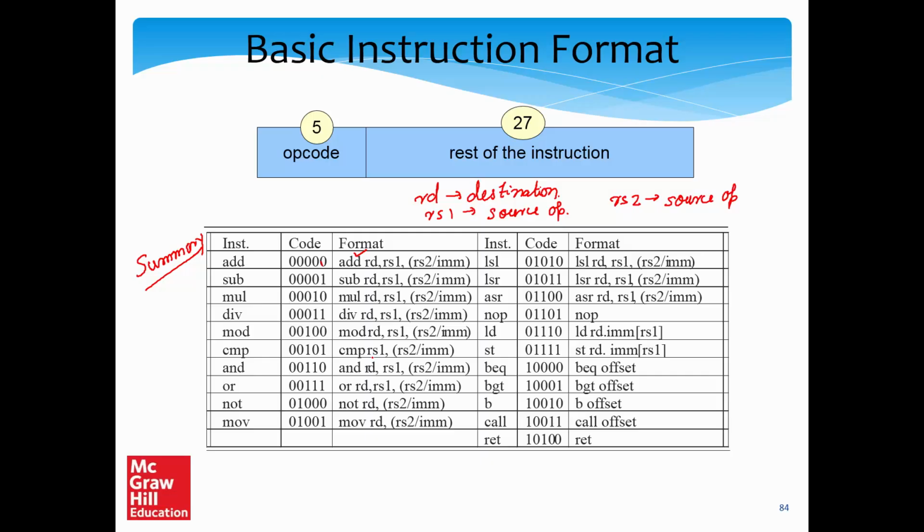Then we have the compare instruction, which does not have a register destination. Subsequently, we have the logical instructions, which also have the same format. And also the shift instructions having the same format. The no op instruction is essentially a zero address instruction. It does not take any operands at all.